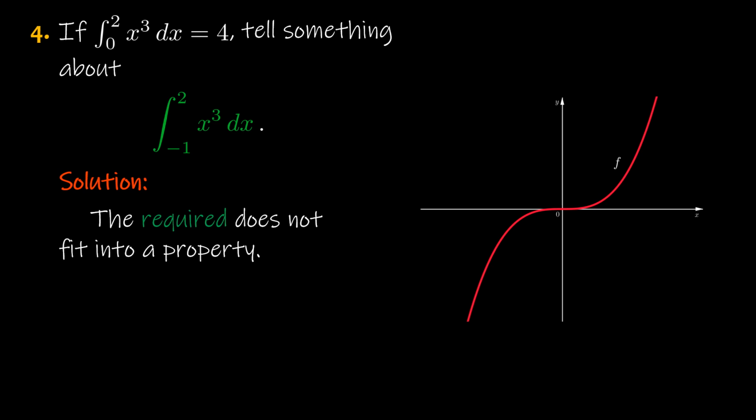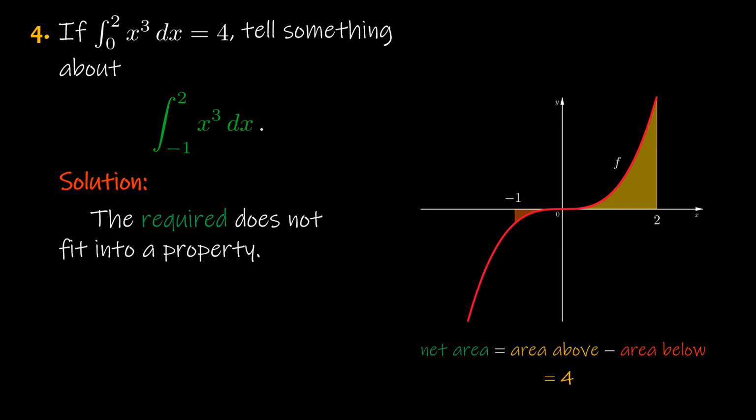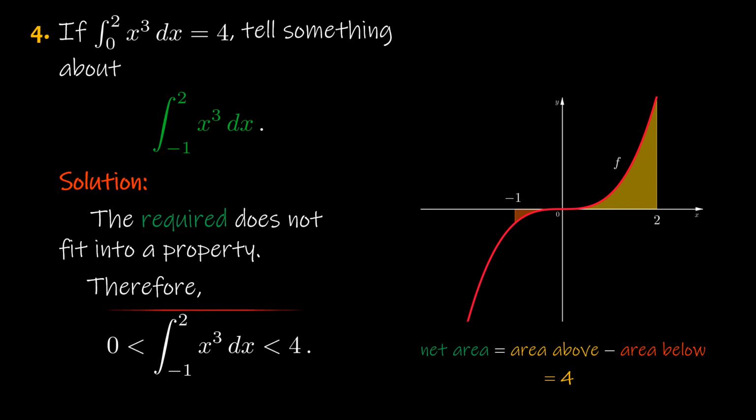We can deduce from the limits of integration that the area below the x-axis is less than the area above the x-axis because from the center 0, -1 is nearer than 2. The net area is the difference between these areas. Therefore, the definite integral is greater than 0 but less than 4. The net area becomes 0 if the limits of integration were from -2 to 2, as shown in the previous number.